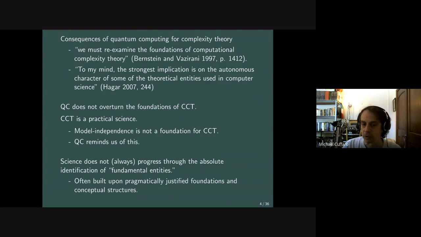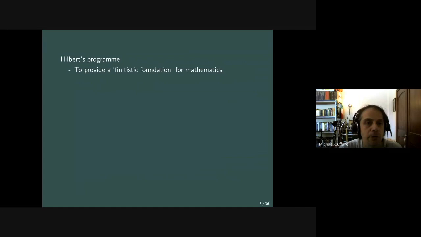And you'll see what I mean by that as we go along. Okay, so begin with Hilbert's program. Hilbert's program is to provide, in some sense, a finitistic foundation for mathematics.